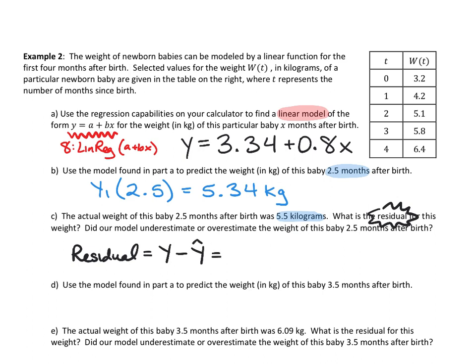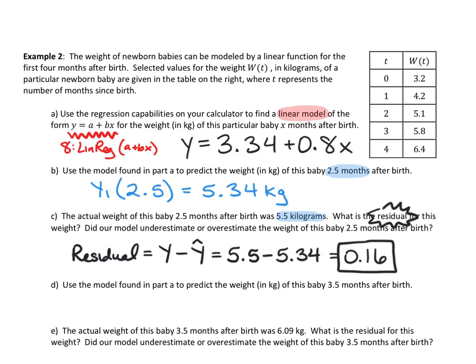What is the actual value of the baby, or weight of the baby? 5.5 kilograms. And what was our predicted weight? We predicted it would be 5.34. So when we plugged in 2.5 to our equation, we got 5.34. But they actually weighed a baby, and it was 5.5. So 5.5 minus 5.34 is 0.16. So my residual is this number here. That's the residual.